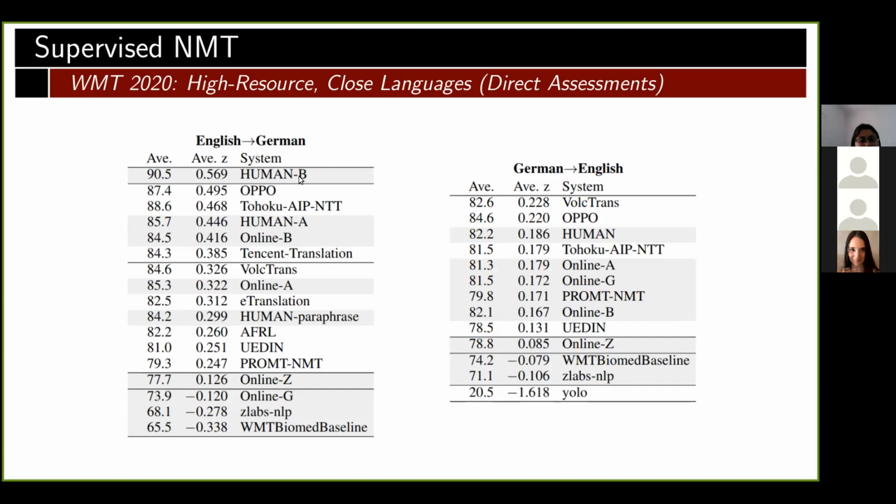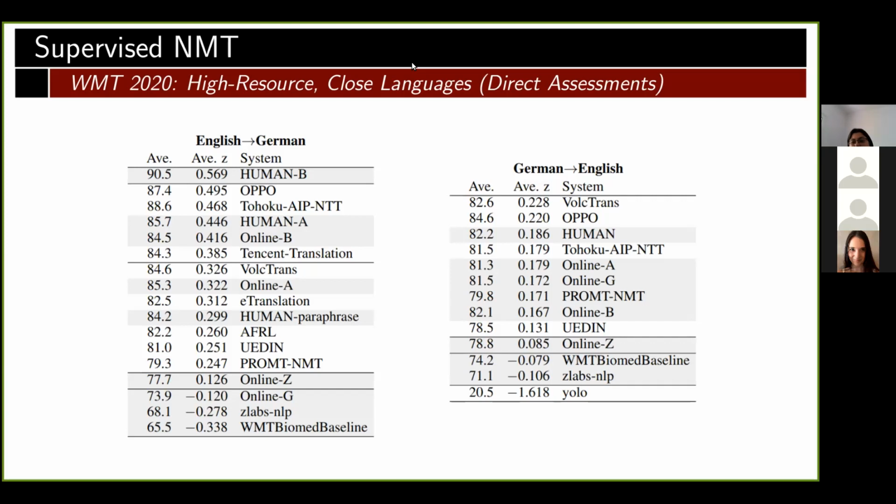The best one was still one of the human translations. And the statistical significance was here more than 95%. I think that was the threshold. So humans were better than machines, still, for this task and this test set.